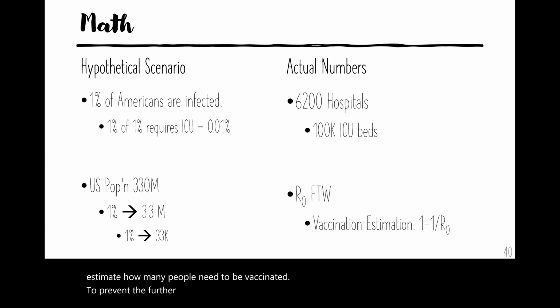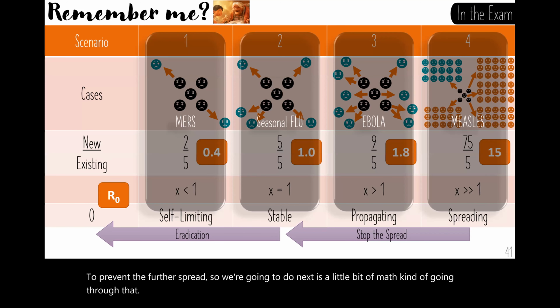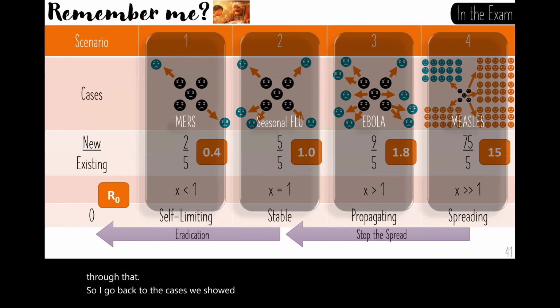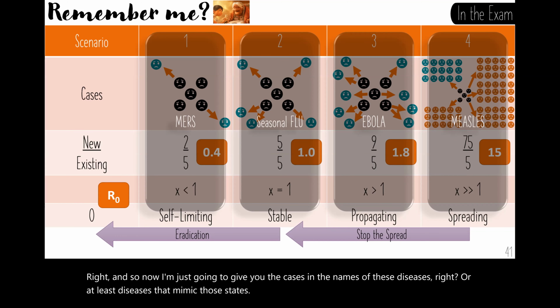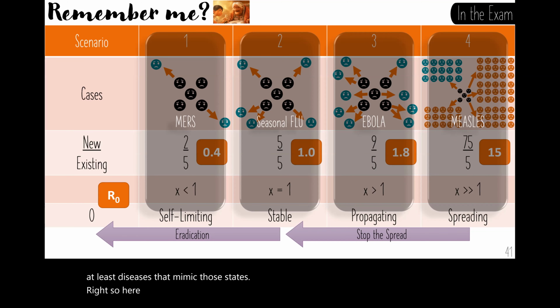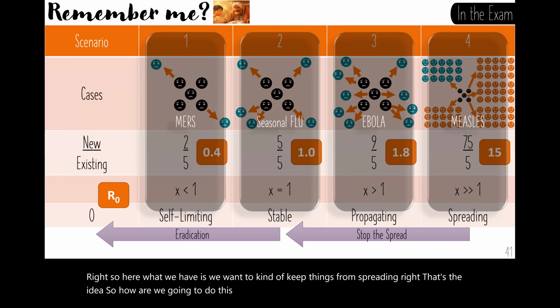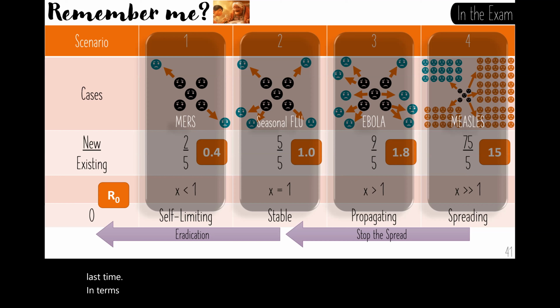So what we're going to do next is a little bit of math, going through that. So I'm going to go back to the cases we showed you previously, right? And now I'm just going to give you the cases and the names of these diseases, or at least diseases that mimic those states. So here, we want to keep things from spreading, right? That's the idea. So how are we going to do this? Let's look back at those hypotheticals from last time from a slightly different perspective, looking at the new cases.